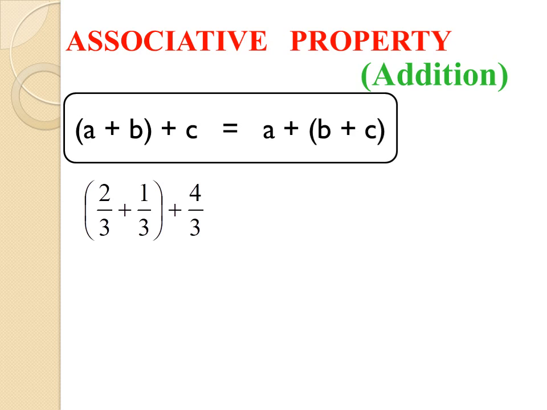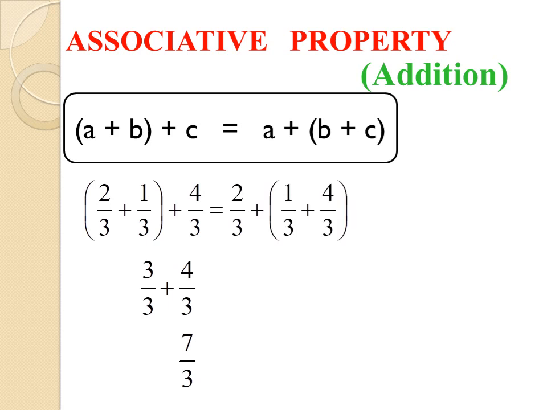Let's check this. 2 by 3 plus 1 by 3, it is grouped together using a bracket, and we have plus 4 by 3. When you add this, first we will add the numbers inside the bracket. So we get 3 by 3 plus 4 by 3. What would be the net result? 7 by 3. Let's do the same for the right hand side.